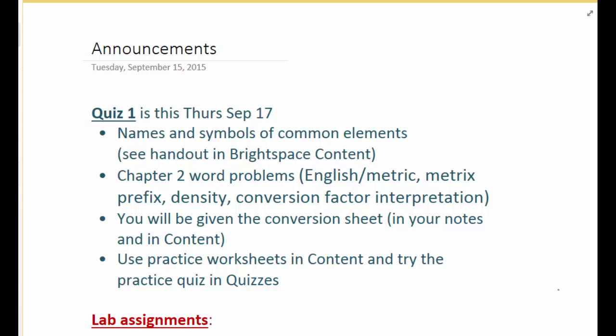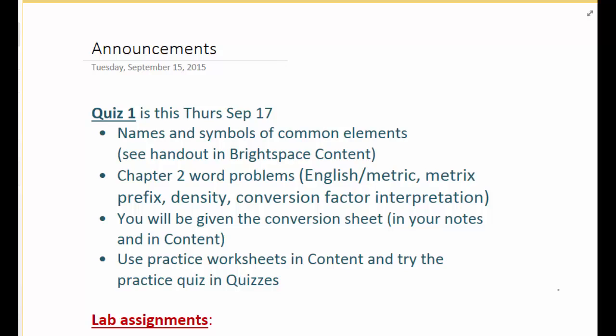The most important thing you need to know right now is that our first quiz is coming up this Thursday. In this class, a quiz takes just about 20 or 25 minutes at the start of a class period. Okay? So we'll start that right away at the beginning next time.